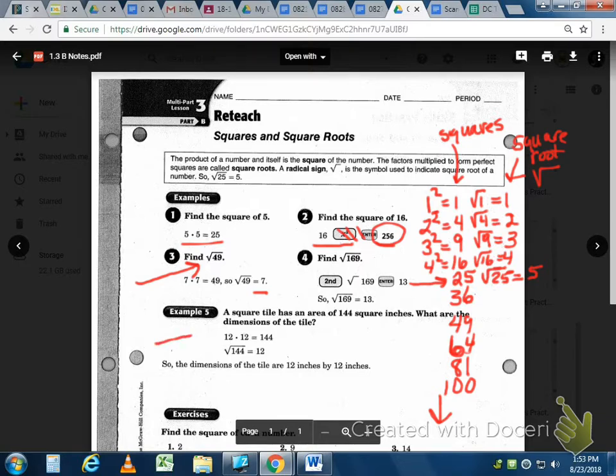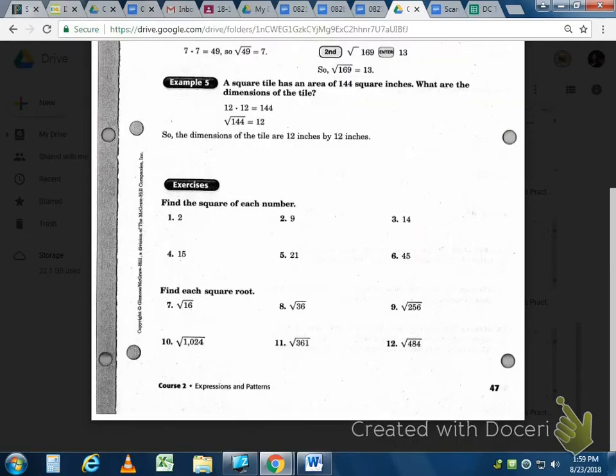They're going to use an application. A square tile has an area of 144 square inches. What are the dimensions? If we've got a square where all the sides are the same all the way around, and it was 144, for this you take 12 times 12 to get there, right? So the square root, or the length of the side, would be 12, because the square root of 144 is 12.